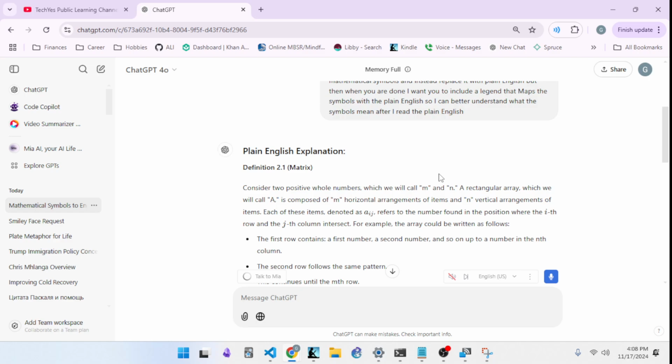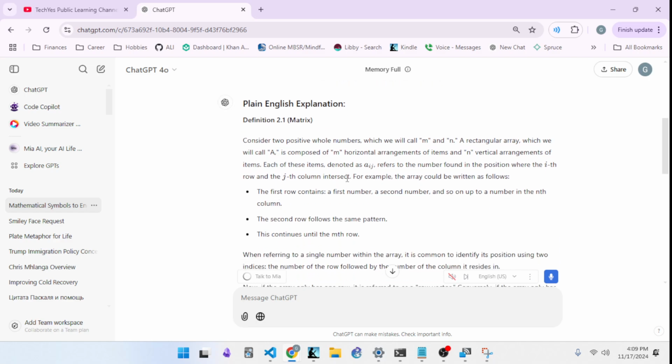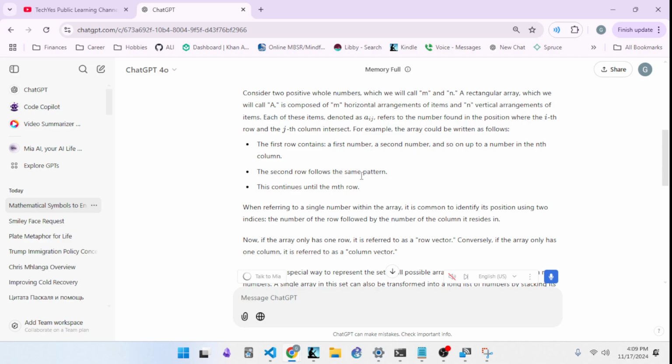For example, the array could be written as follows. The first row contains a first number, a second number, and so on up to a number in the nth column. The second row follows the same pattern. This continues until the mth row. When referring to a single number within the array, it is common to identify its position using two indices, the number of the row followed by the number of the column it resides in.